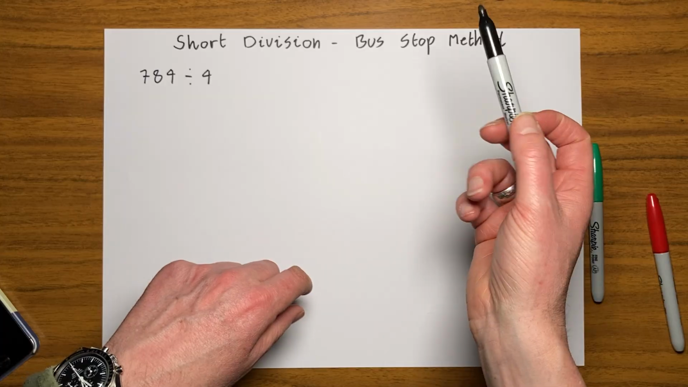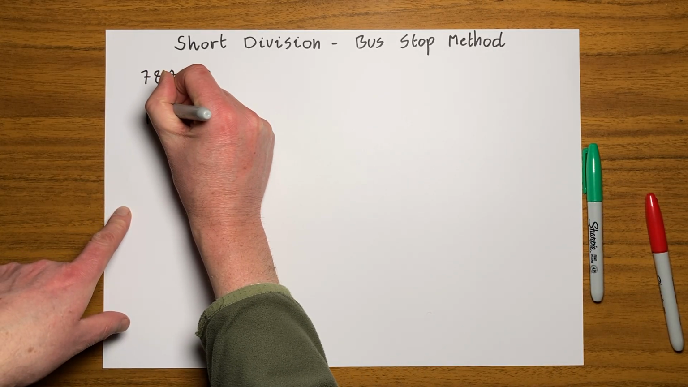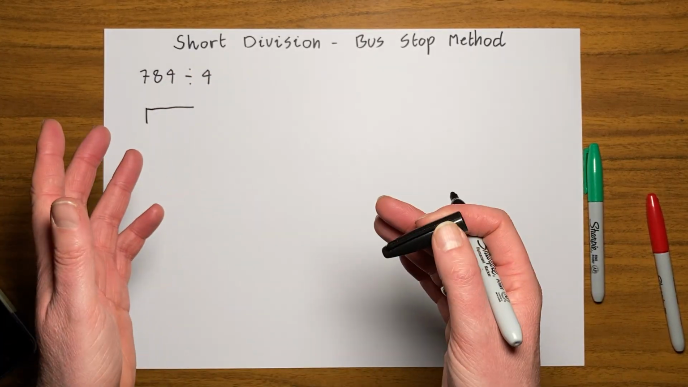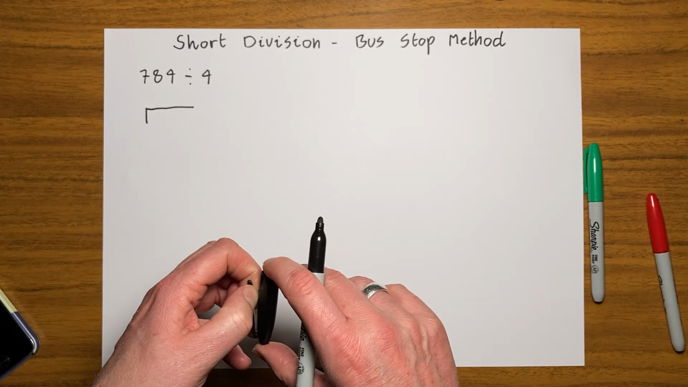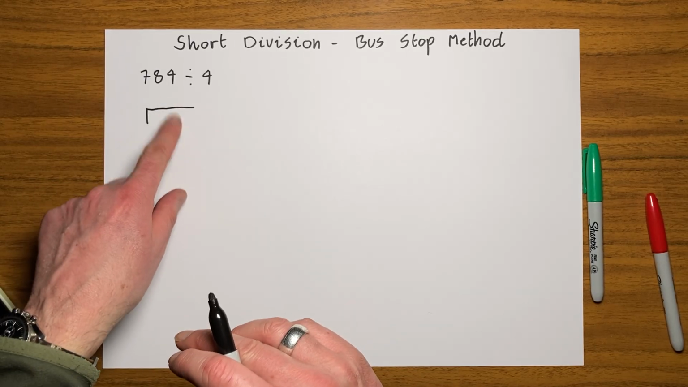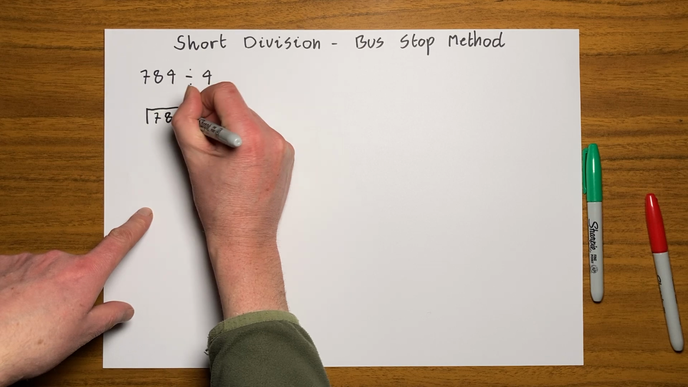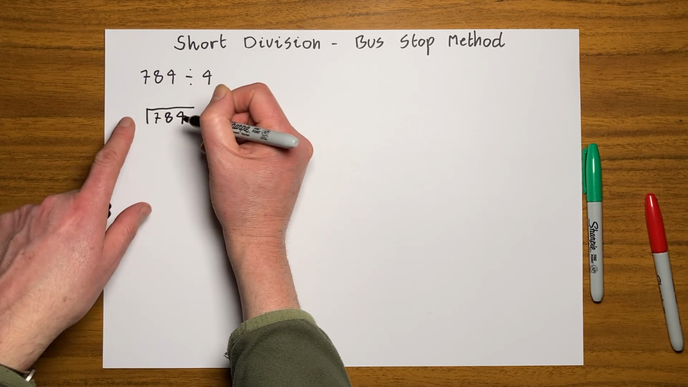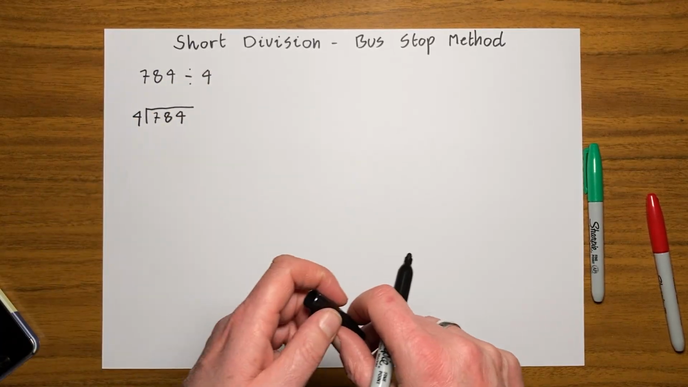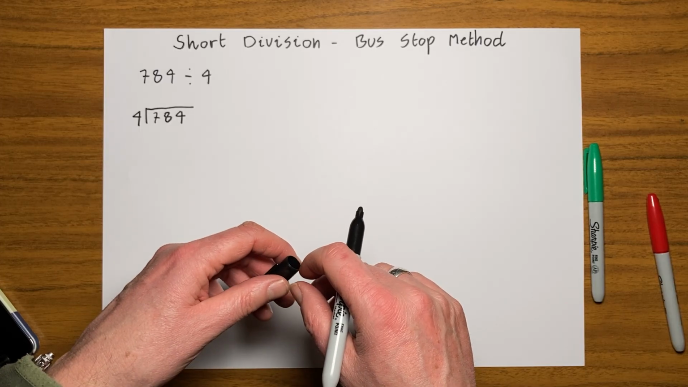So the first thing you need to do is called the bus stop method, because you need to draw something that looks like a bus stop. Well, it doesn't look much like a bus stop to me, but that is what those people who have been doing this method for years have suggested that we call it. So I'll do these lines. This is your bus stop. In the shelter goes the number which you are going to divide, which here is 784. And on this side, you put your 4. Now you need to get that right, because I've seen all kinds of muppetry with people writing the numbers in the wrong place.